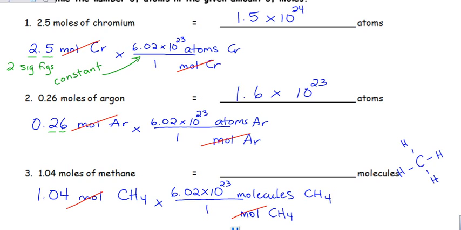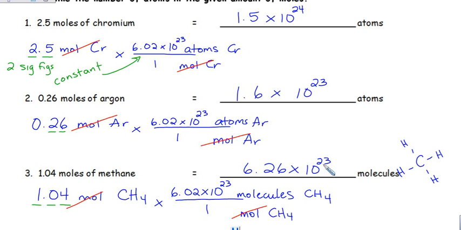I'm going to multiply across, and this time I have 3 sig figs in my original. So I'm going to leave 3 in my answer. I'm going to say 6.26 times 10 to the 23rd molecules. And again, I can see if this answer makes sense. I have just a little bit more than 1 mole. Oh yeah, I have a little more than 6.02 times 10 to the 23rd.